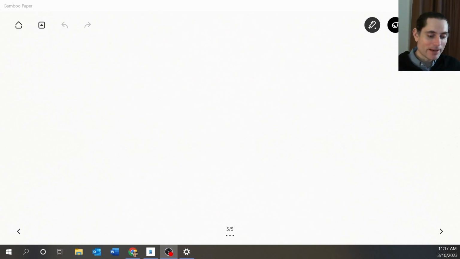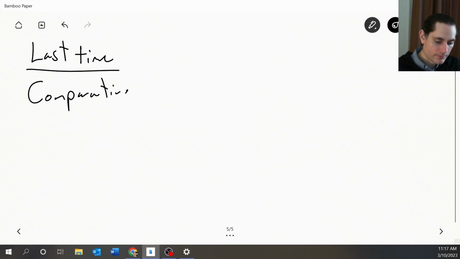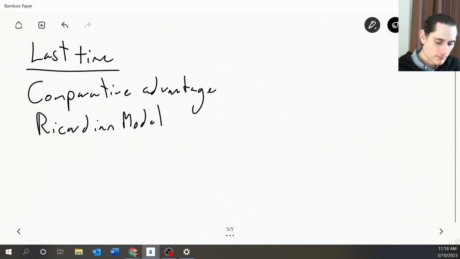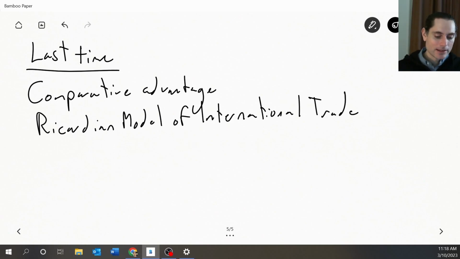So the first thing I wanted to remind you of is last time we talked about comparative advantage and the Ricardian model of international trade. So you'll recall with that model, you'll never be hurt by opening up to trade.